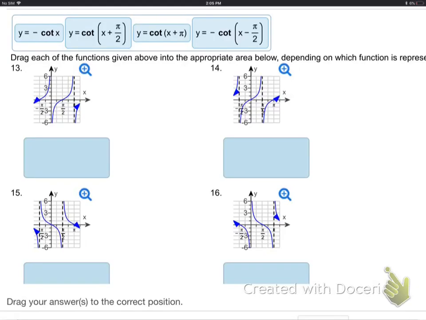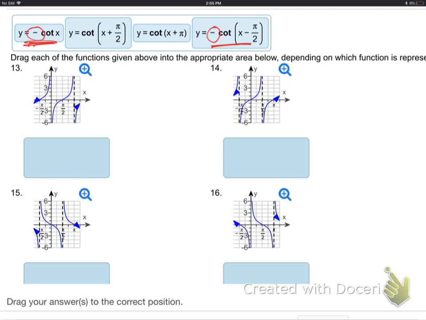Okay, so here's number 4. They're giving us the graphs, so I am going to match them up. Notice 2 of them are negative and 2 of them are positive, right? See how we got 2 negative cotangents up there and 2 positive? Here, let me highlight them for you. See how this guy's negative and this guy's negative? Negative in front, negative in front. See how those 2 have negatives in front?